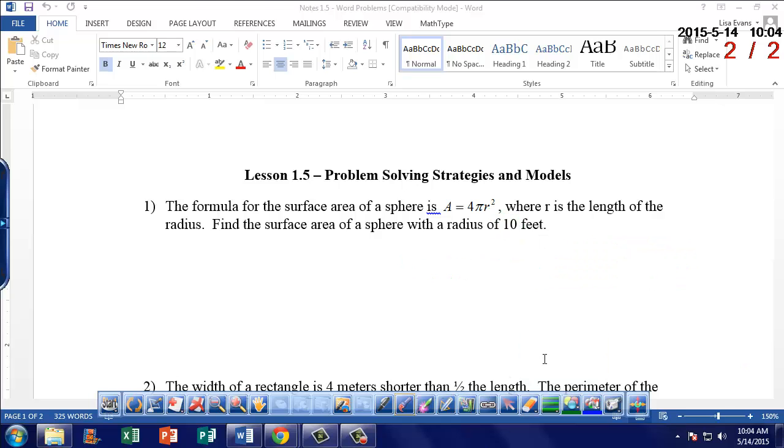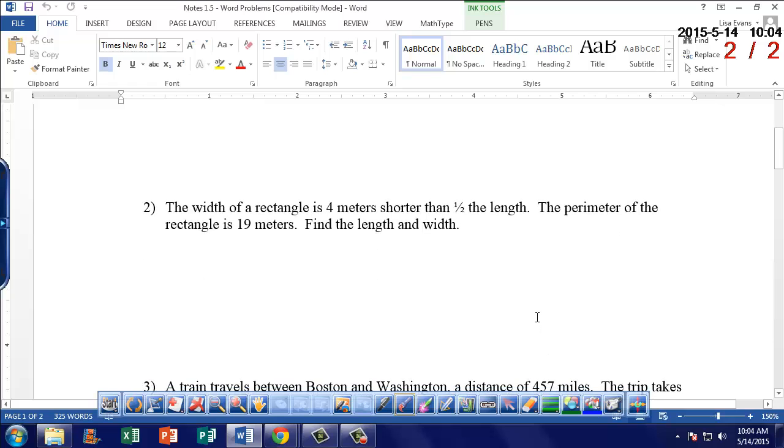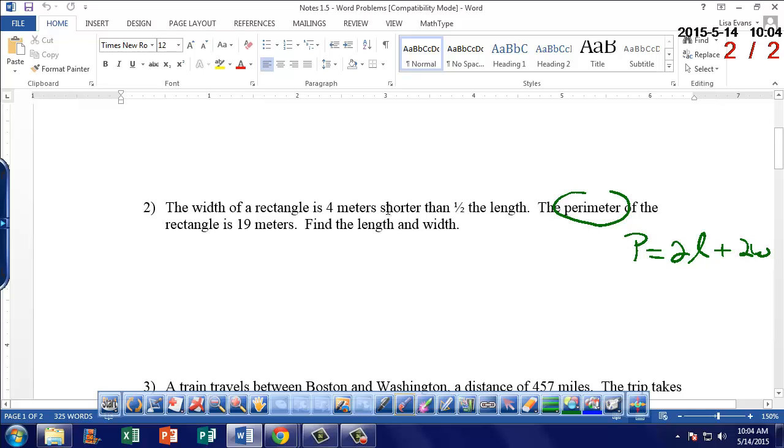Okay, we will see perimeter problems throughout this semester. So what you absolutely need to know is the formula for perimeter. I'm not giving this to you, you should know it. Perimeter is 2 times the length plus 2 times the width. Okay, now let's go ahead and read the problem.